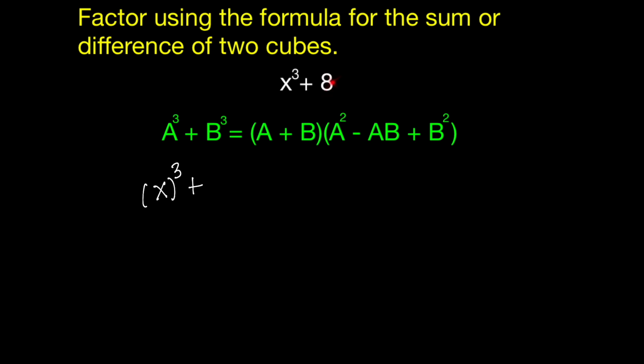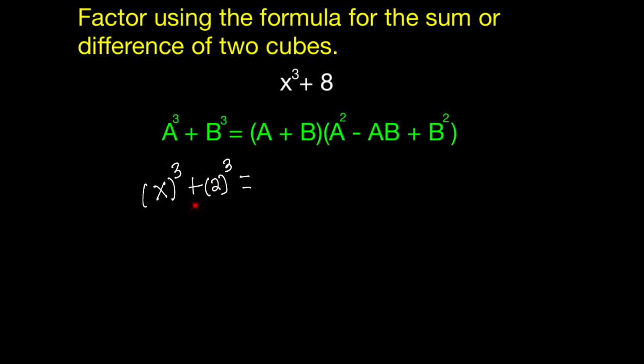And now 8, I can rewrite this as 2 to the third power because 2 times 2 times 2 is going to give me 8. So I'm going to go ahead and write this as 2 to the third power. And notice that now I have the form a to the third plus b to the third. A is going to be x and b is going to be 2.